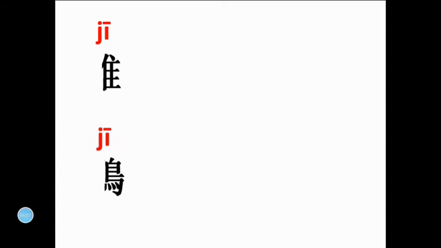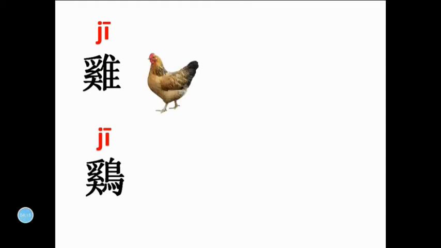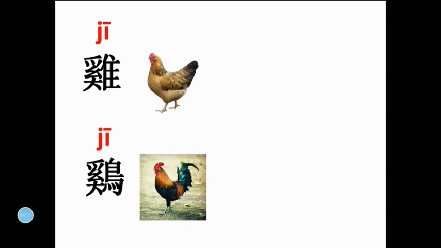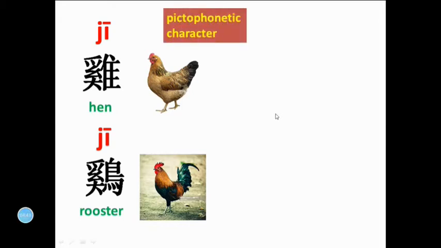So now, can you guess what kind of chicken they each refer to? Yes, we know that usually roosters have long tails and hens have short tails. So these 2 different characters are used to tell male chickens from female ones. And here we also notice a new way of character formation, making up a character with 2 parts. One part implies the pronunciation. The other part implies the meaning. So these characters are called pictophonetic characters.